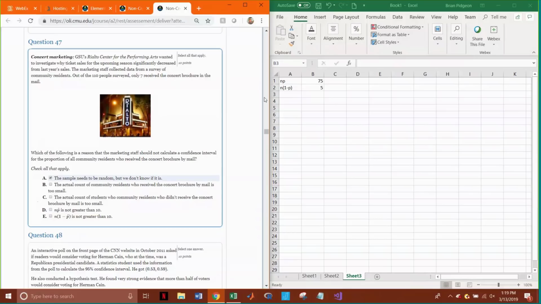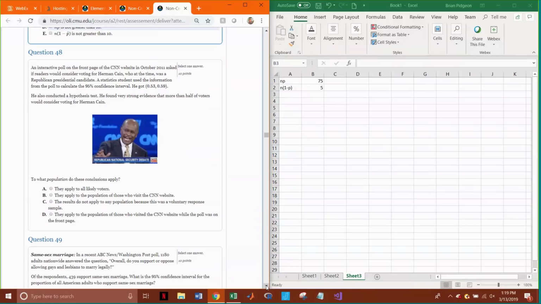So if we do n times p-hat, 100 times 7 out of 110, we'll get that n times p-hat is not greater than 10. And that number is going to be 7. And that value represents the number who received the brochure by mail, and that's not at least 10. So once again, all 3 of those need to be checked, but in this case, just pay attention to the problem. That's not the n times 1 minus p-hat, it's n times p-hat that's too small.